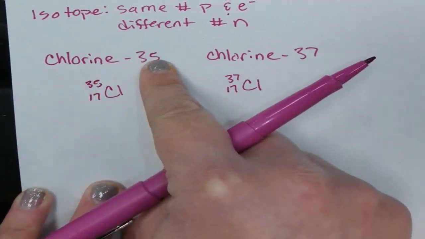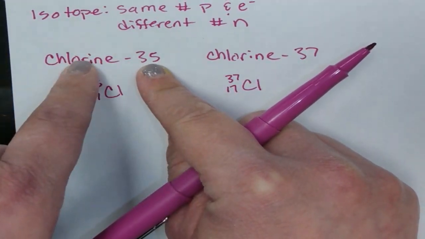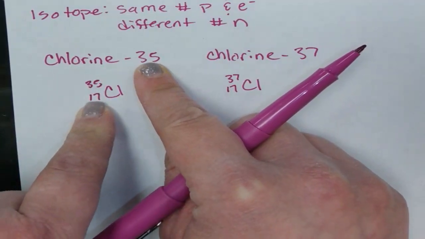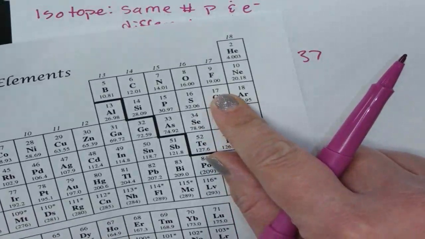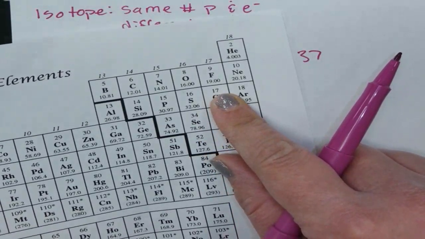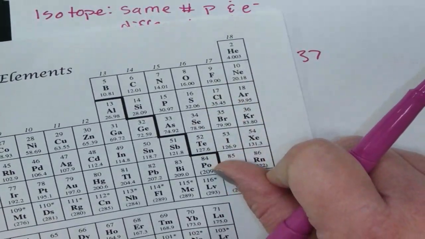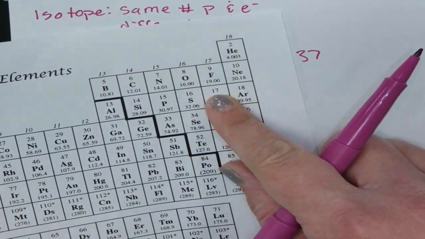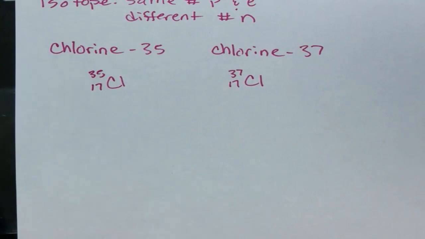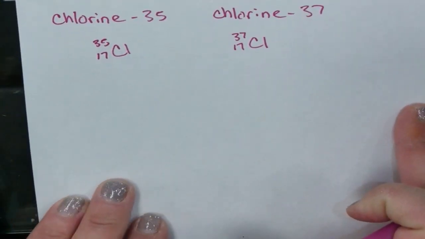When we write it as chlorine-35, it's understood here that the atomic number is 17 because chlorine always has an atomic number of 17. That's the number of protons, and that's the determining factor for that particular element. The protons determine the element. So let's calculate number 1, the average atomic mass.